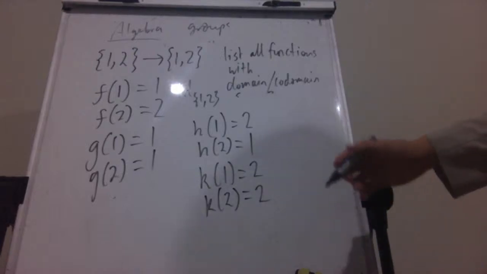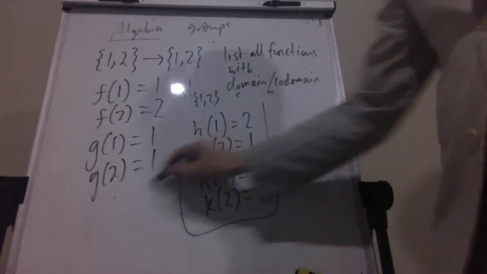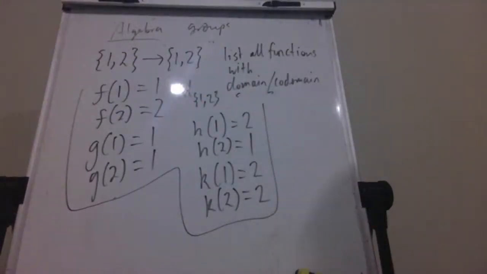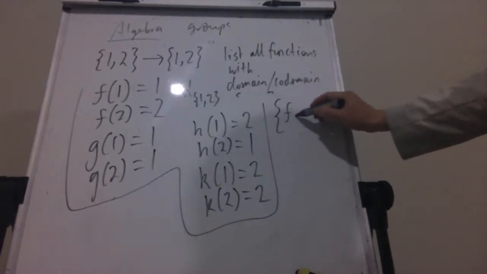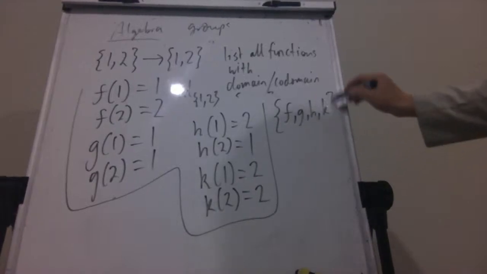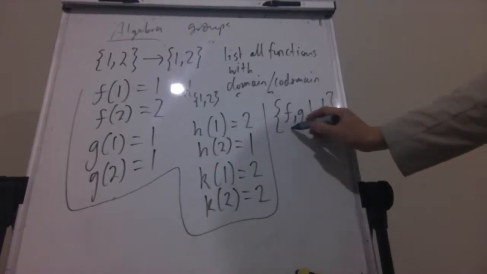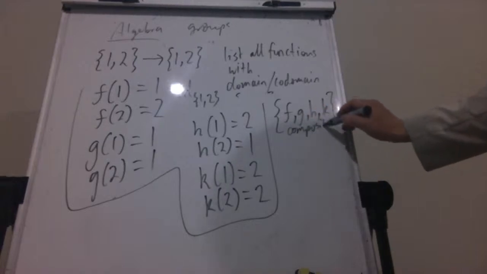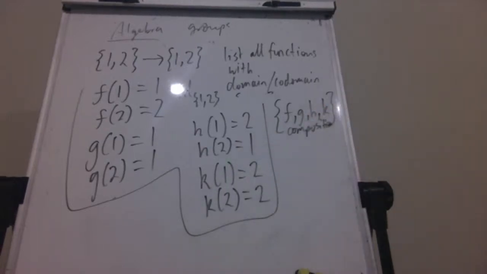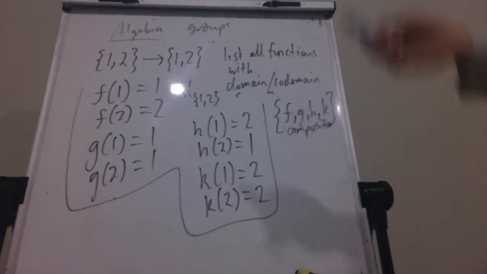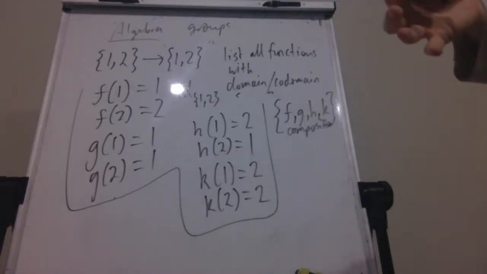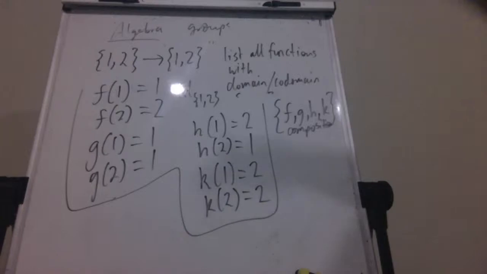So do they form a group? So is the set f, g, h, k a group with the operation composition, right? You know what I'm talking about? Yeah. So you have these 4 functions, you compose them, right? So groups are things with a set and an operation, yeah? And there's three axioms, right? Yeah.